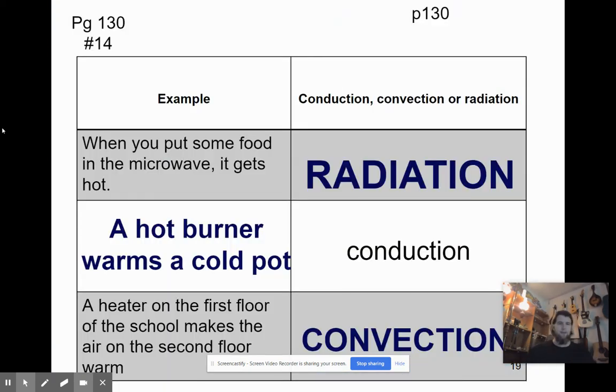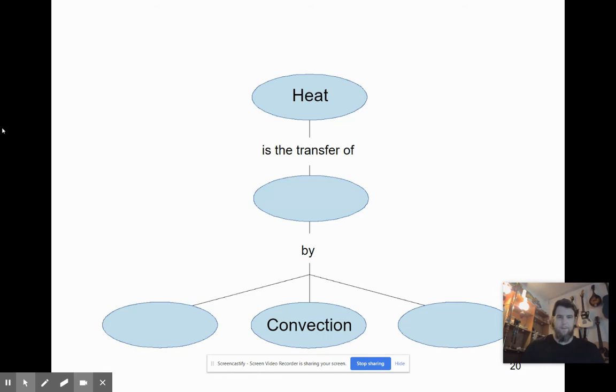So you have this example here. If you want to come back to it, you can always do that. I'm not going to spend too much time going over it because this is a longer slide, but just know that these are the different examples of heat transfer.